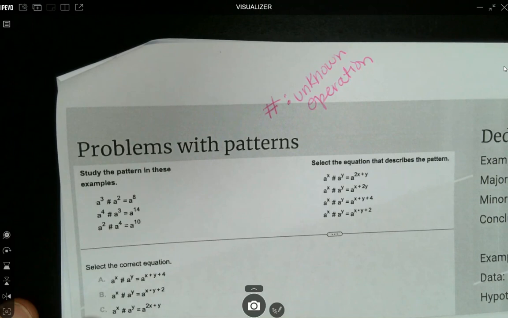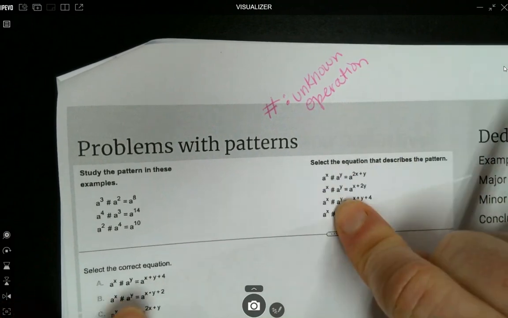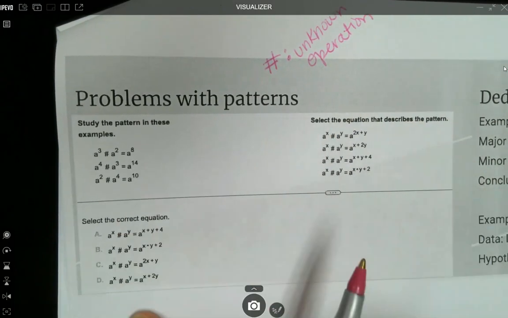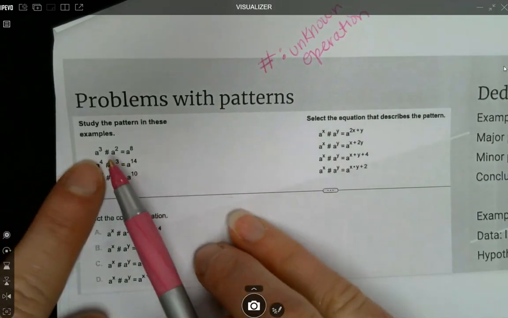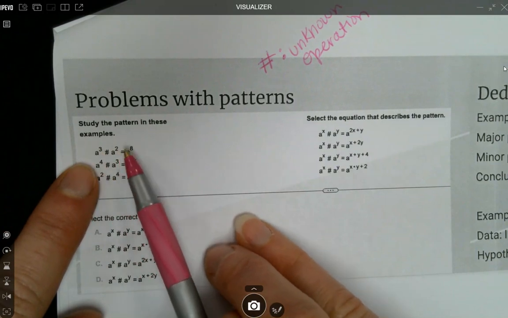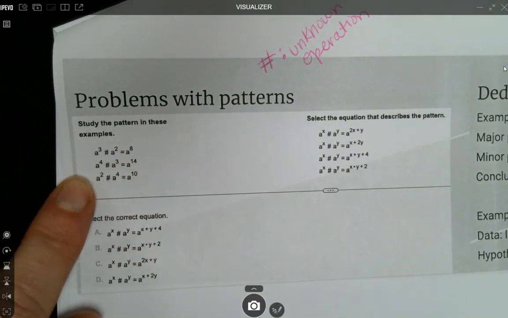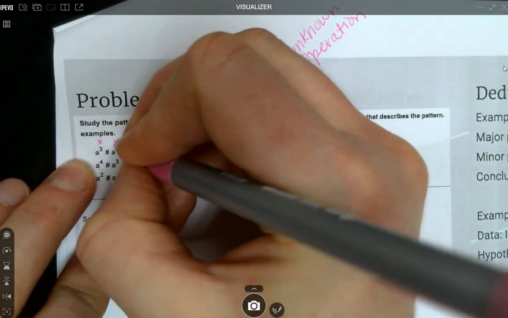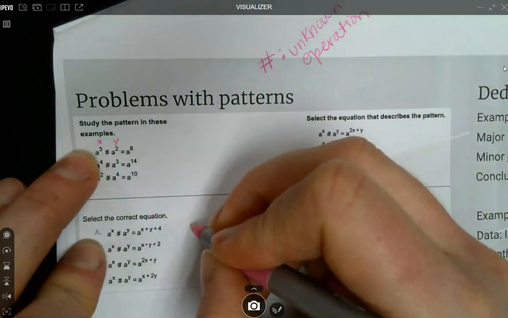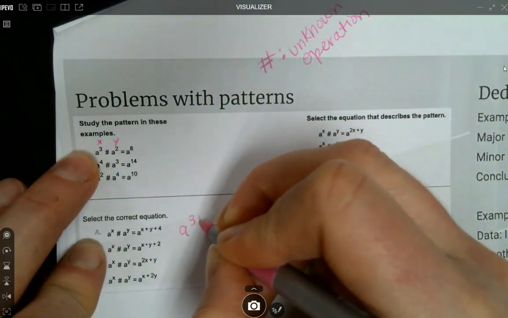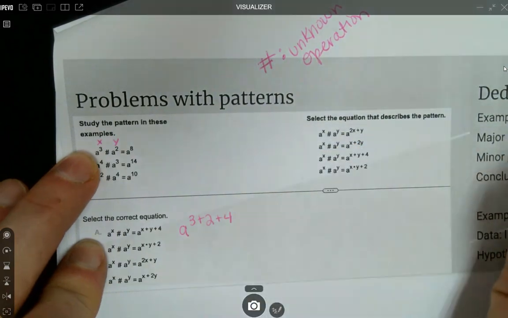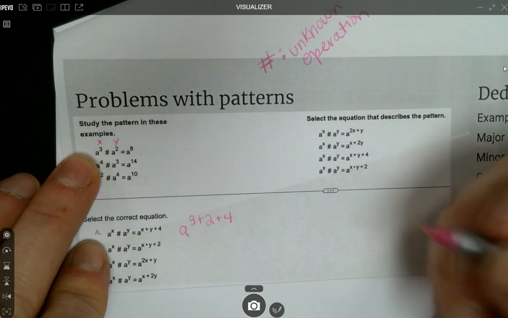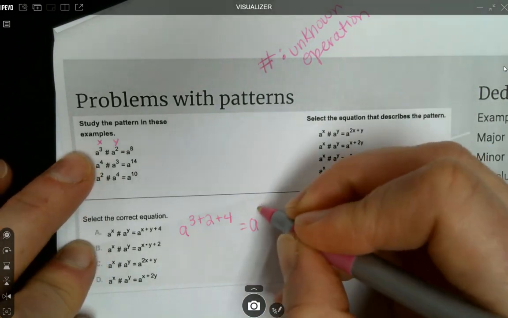So we need to select the correct equation. This is actually the same thing as this, so just ignore that and look at these, which one's true. So let's see. How would I get from a to the 3 and a to the 2 to a to the 8? Let's see if these work. I could plug in, this is x, this is y. So this one would be 3 plus 2 plus 4. I'm going to try it out. Well, 3 plus 2 is 5, plus 4 more is 9. That is not right.